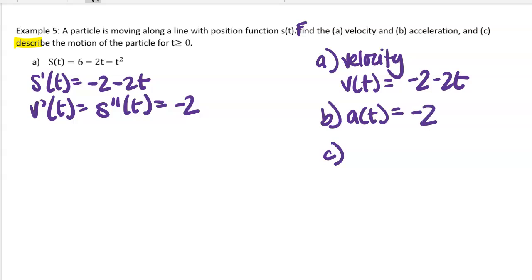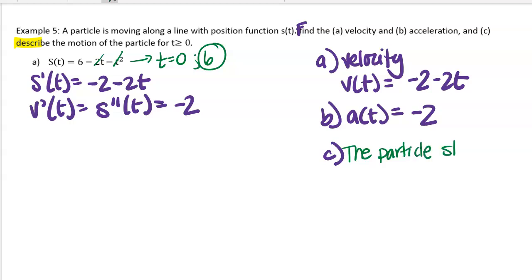So it looks like acceleration is always going to be negative. So when we are describing the motion, guys, we do need to know where the particle is when time equals 0. So time equals 0, this is 0, this is 0, so this is just 6 units. So the particle starts at 6 units to the right of 0.